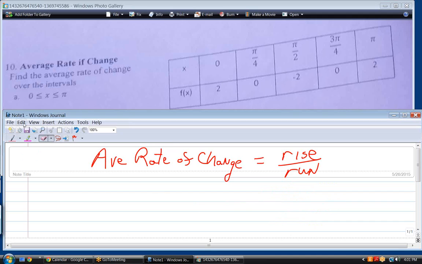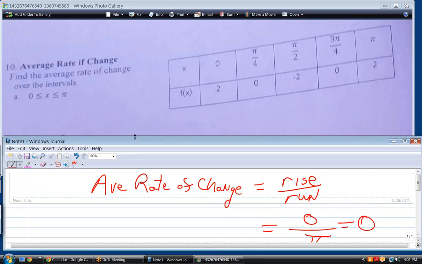So would it be pi over 0? Well, the rate of change of f of x going from 0 to pi is what? What does f of x do? Stay the same. So the rise is 0. Right? Yeah, 2 minus 2. What's the run? Pi. Correct. So that average rate of change is 0.